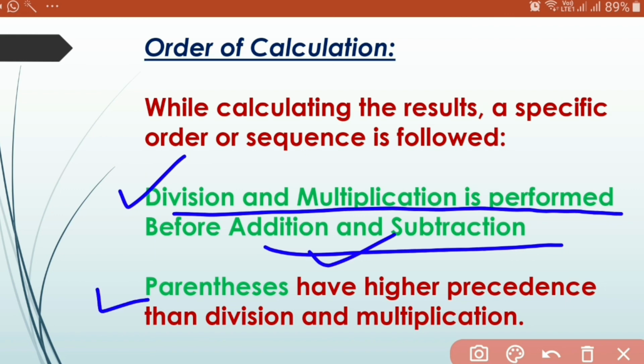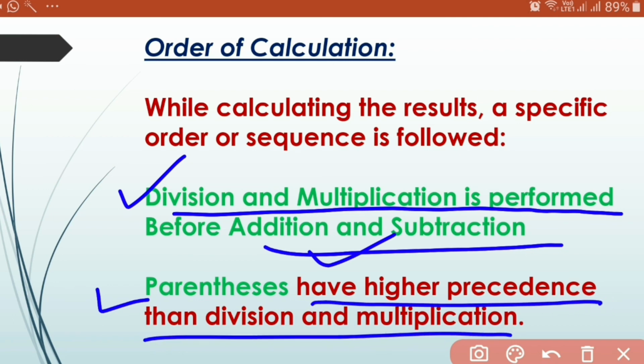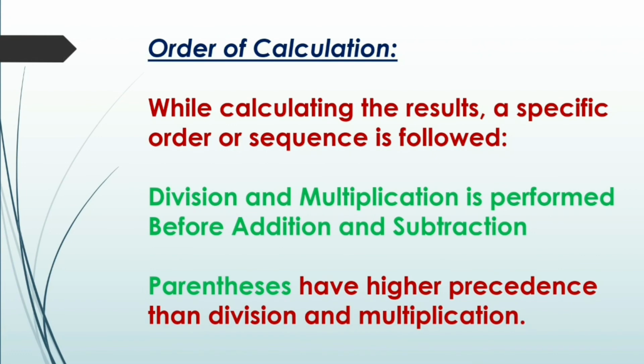Another thing is, if there are some parentheses, they have higher precedence than division and multiplication. So, these parentheses will be evaluated first before any other operation. These parentheses can be used to group operations in the order that we want. Sometimes we may want addition and subtraction to be applied first before applying division or multiplication. In such cases, we can put these operations or expressions in parentheses, because parentheses have high precedence. So these would be performed first.